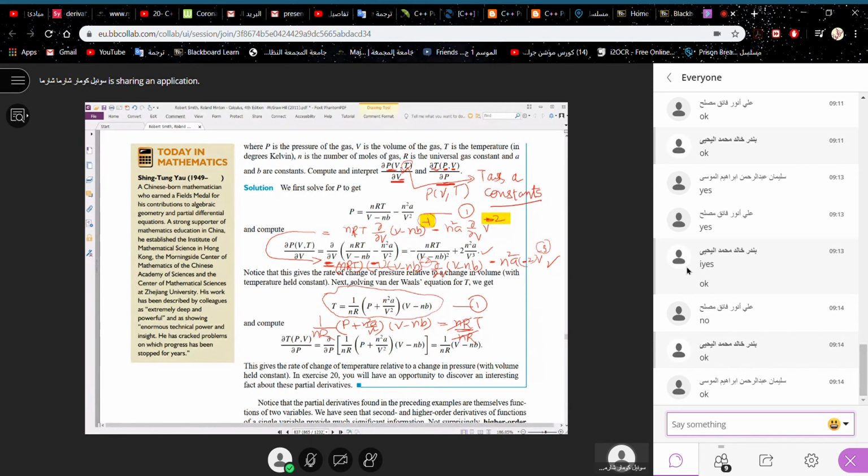So now it is very simple. When we differentiate with respect to P, you can see only one function of P, so its derivative is how much? 1. For this, the derivative is how much? 1. So just left 1 upon nR, times V minus nb.